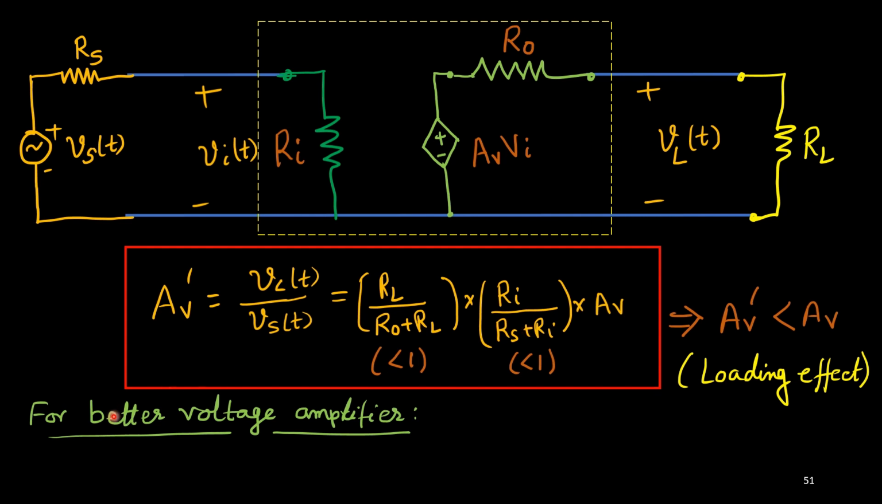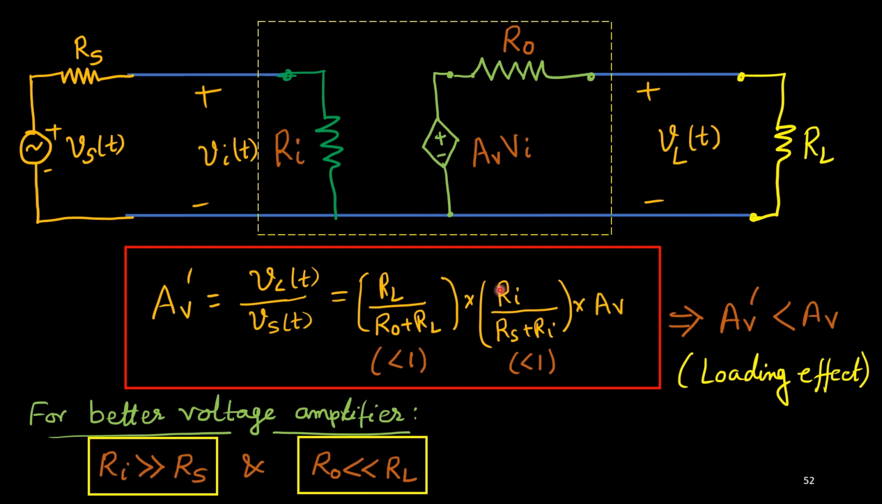So for a better voltage amplifier, we want to get more gain even though the source is connected and load is connected. So we can get maximum, it is 1, close to 1, and it is also close to 1. So when we get close to 1, what is the condition on R0? What is the condition on Ri? That we want to find out. So you can see that if Ri is very large compared to Rs, then this ratio is close to 1. Similarly here, if R0 is very small compared to RL, then this will again be close to 1.